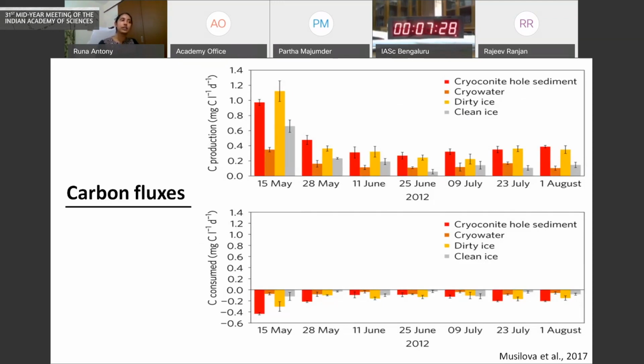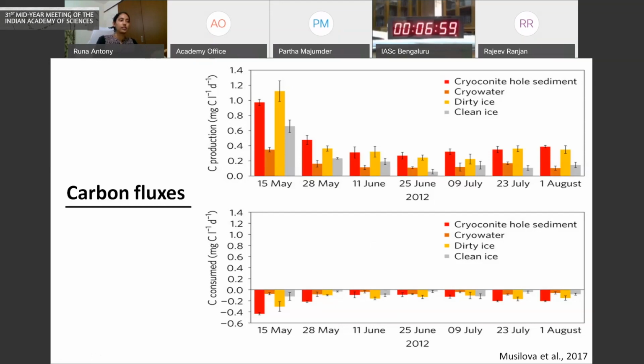So the balance between these two processes will determine whether a glacier is a net sink or a source of carbon dioxide. So this figure shows the changes in carbon produced, the first figure, and consumed over one ablation season or over a melt season in different glacier habitats like clean ice, dirty ice. Dirty ice basically means ice containing a lot of dust particles, and cryoconite water and cryoconite sediment.